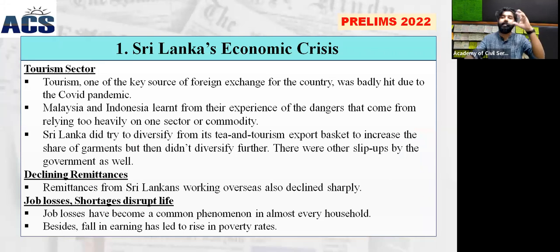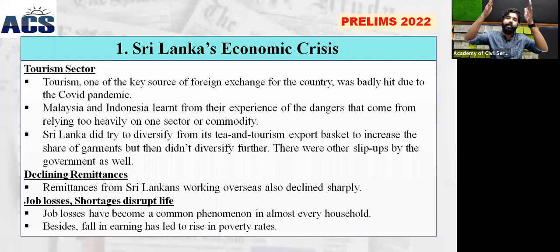And one major sector from which Sri Lanka has income or revenue was the tourism sector. People mainly come to Sri Lanka because of its tourist attractions, and the major revenue of the government is this tourism sector. And we know that because of the pandemic, tourism was affected a lot: the lockdown, the first COVID wave, the second COVID wave. India also experienced the same things, which affected our tourism sector.